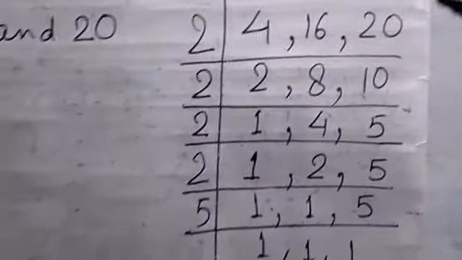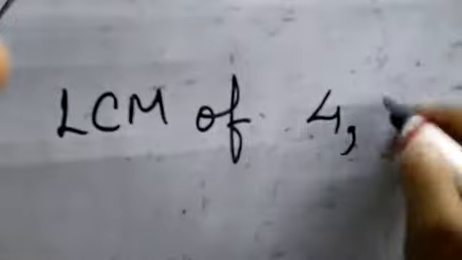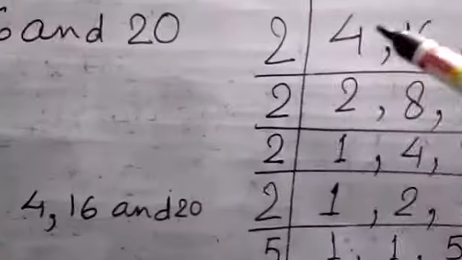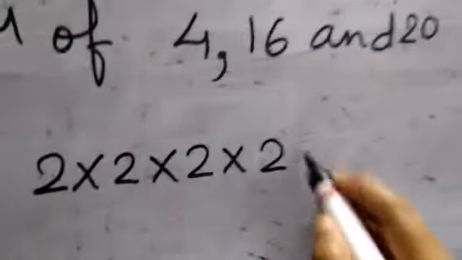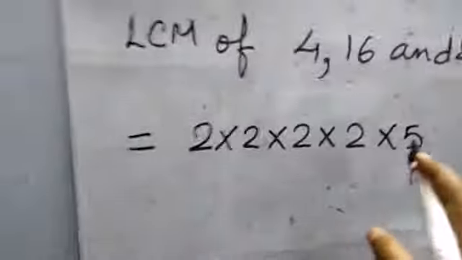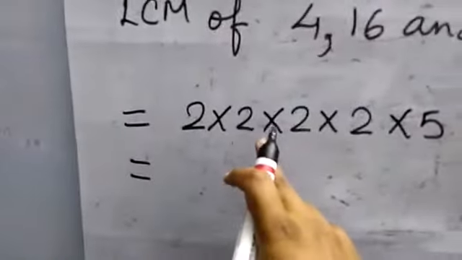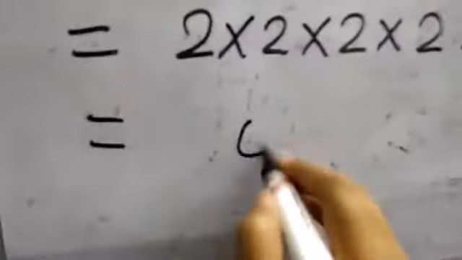So student, we write here LCM of 4, 16 and 20 is equal to, we write all these factors. 4 times 2, 2 multiply by 2 multiply by 2 multiply by 2 and multiply by 5. 4 times 2 and 1 time 5. 2 2ja 4, 2 4ja 8, 2 8ja 16 and 16 5ja 80. This will be your answer.